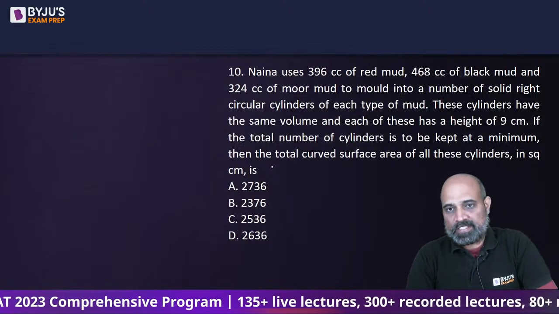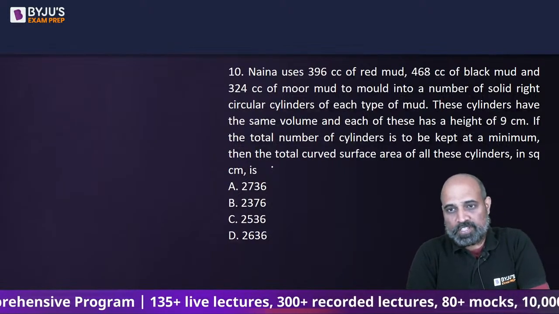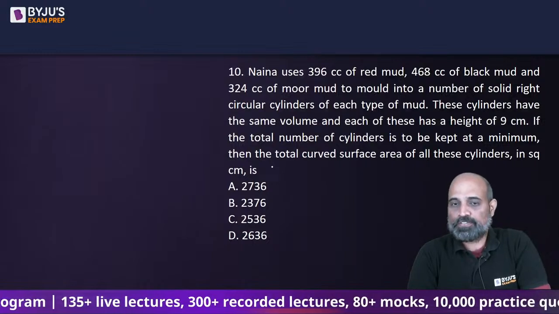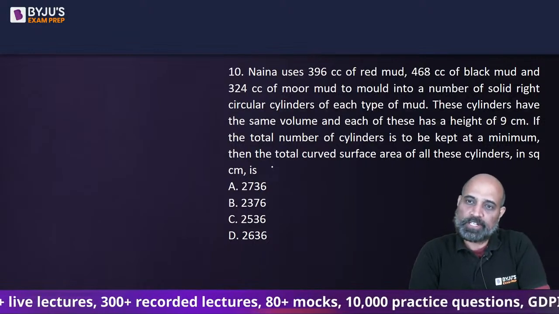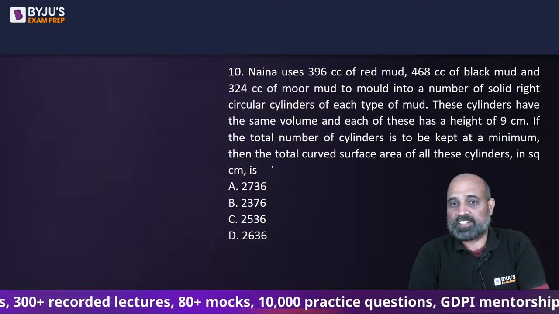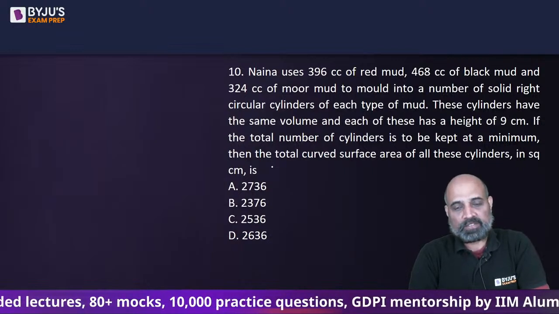Next, Naina uses 396 cc of red mud, 468 cc of black mud, and 324 cc of moor mud to mold into a number of solid right circular cylinders of each type of mud.